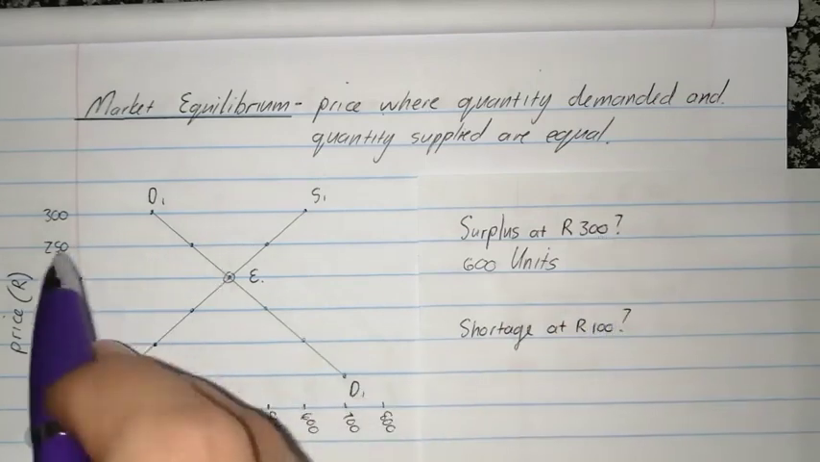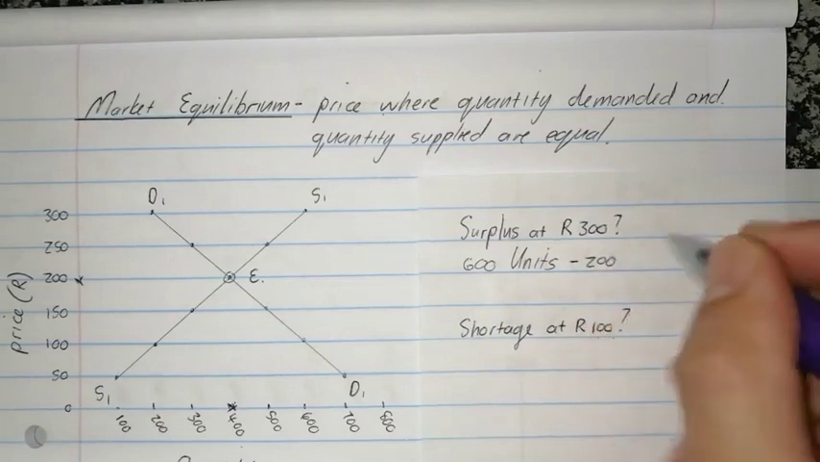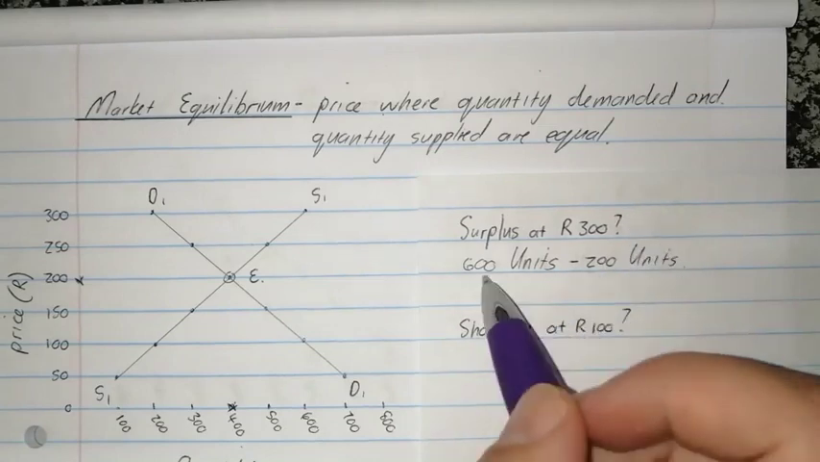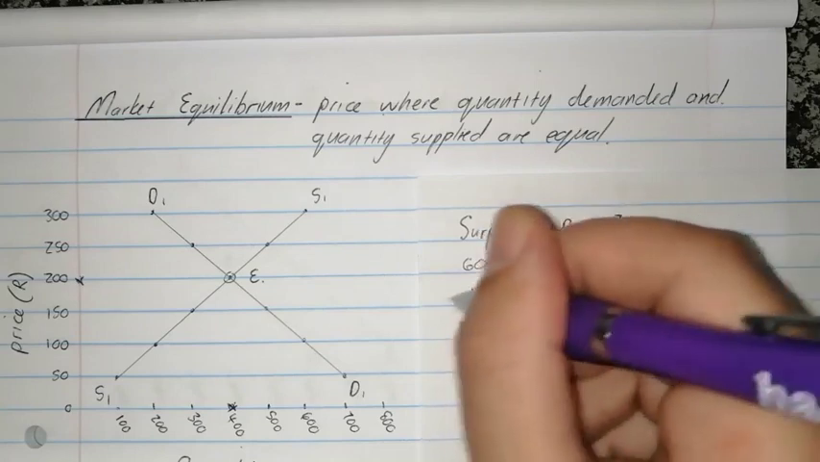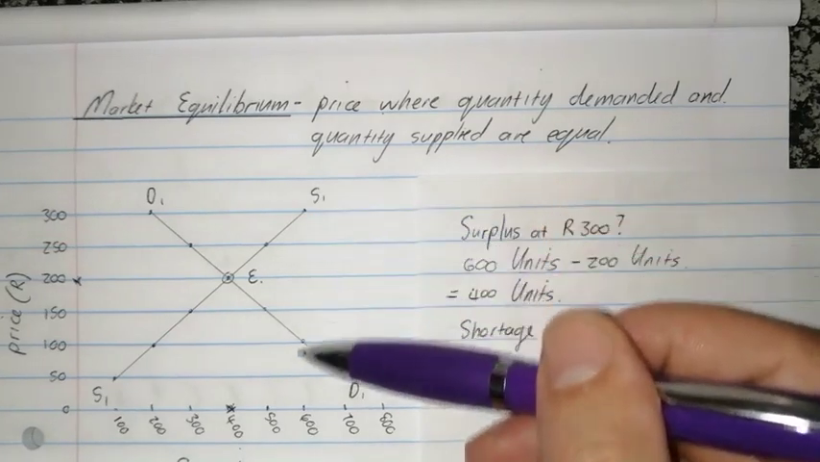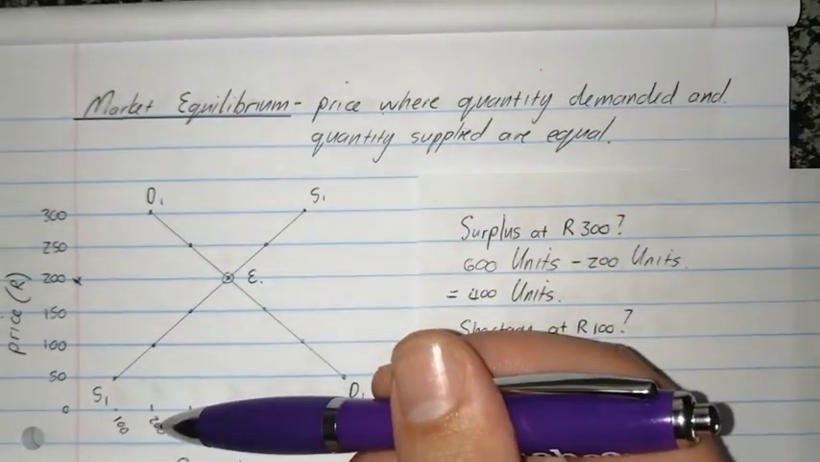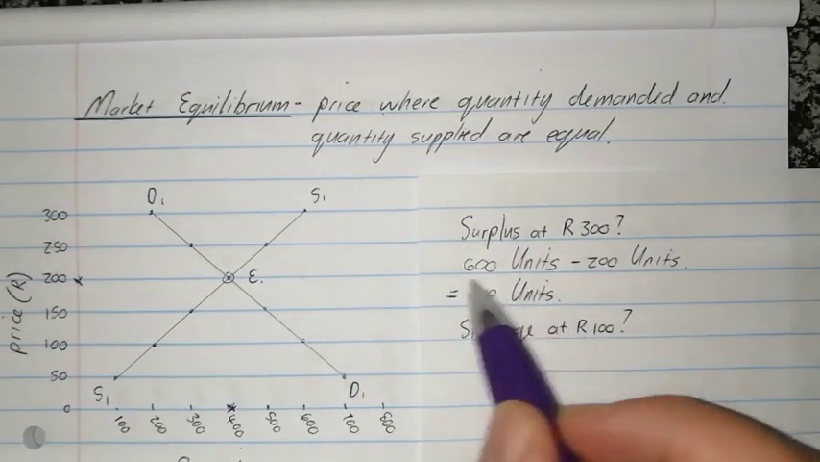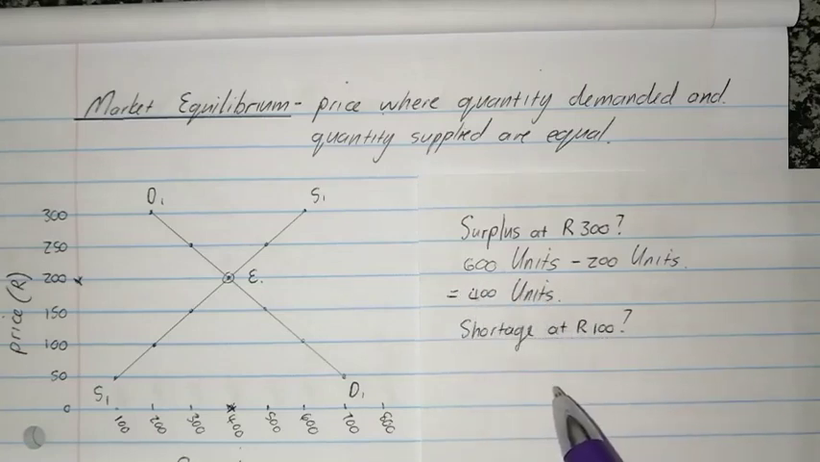And at 300 Rand, the quantity demanded will only be 200 units. Right, so this is a difference of 400 units. In other words, we produced 600 units, but the consumers are only willing to purchase 200 units at 300 Rand. So now, because we produce 400 units too much, we're going to put these units on sale and we're going to decrease the price so the consumers will purchase more units.